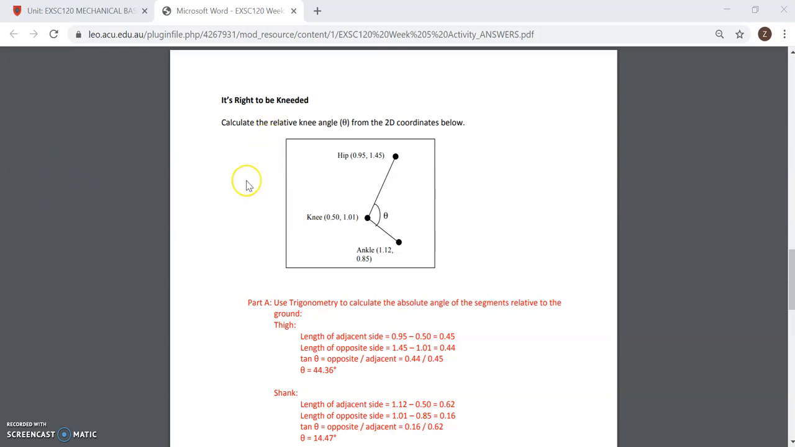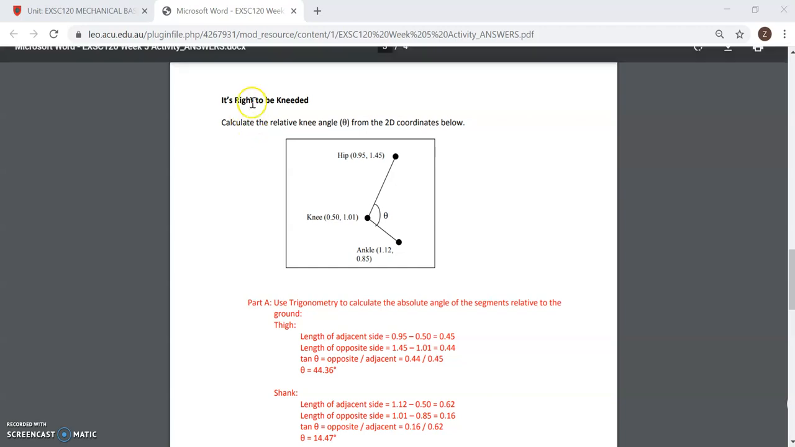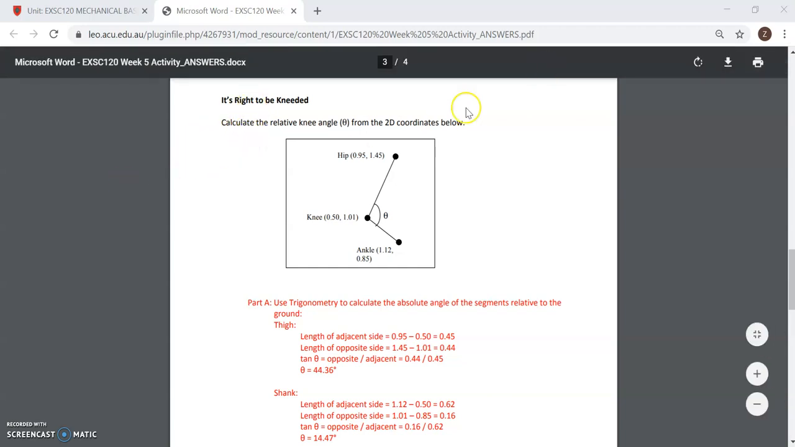So for this question here, it asks us to calculate the relative knee angle from the 2D coordinates below. Okay, so we've got the hip up here, the knee here, and we've got the ankle here. So we can tell that this portion is the thigh and this portion is the shank.